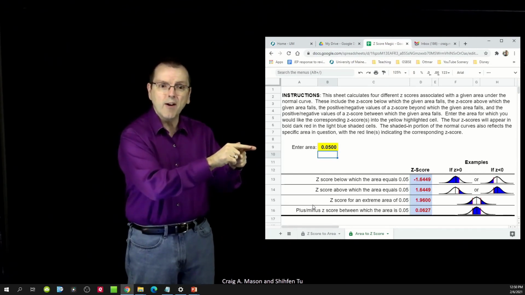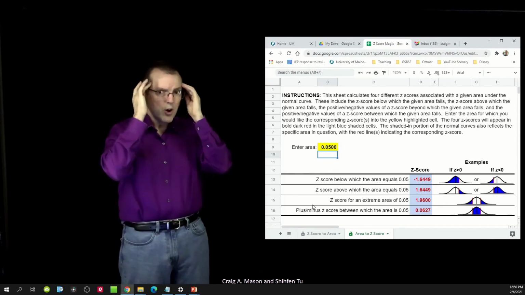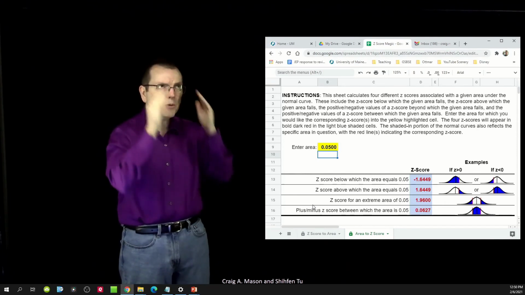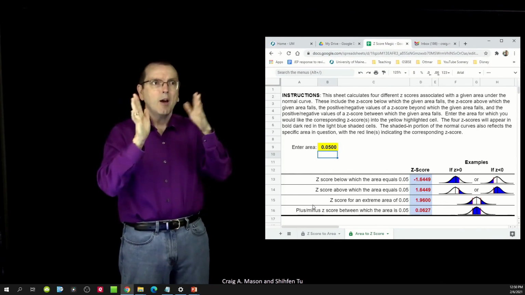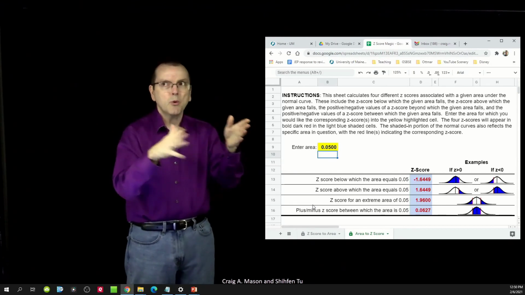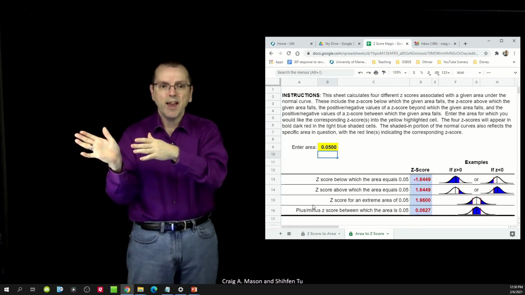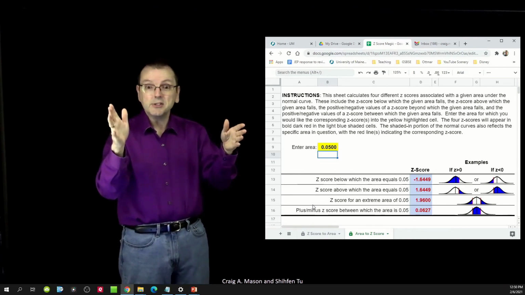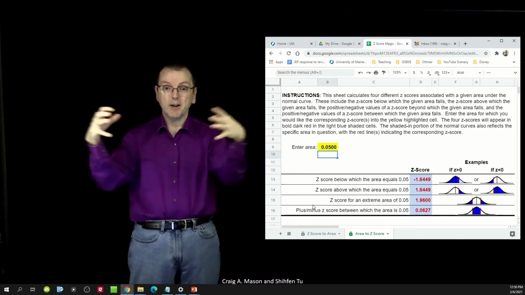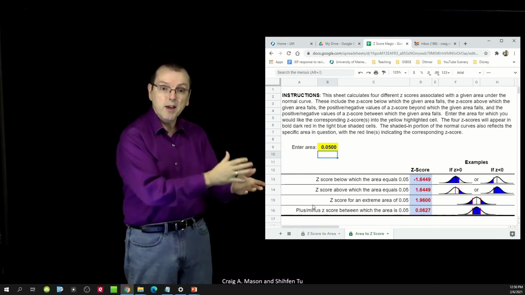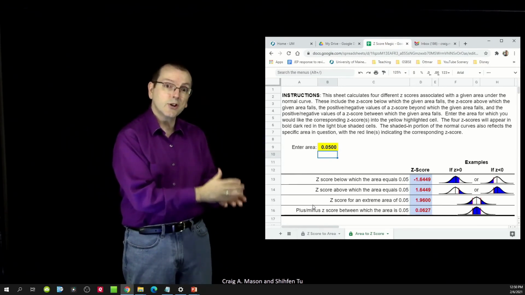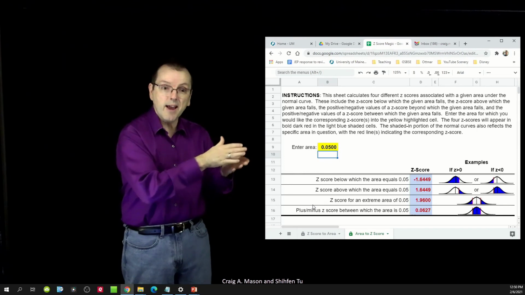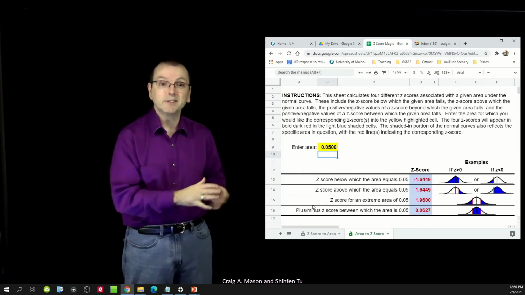You just enter the area. I think, before you even do this, kind of go into it thinking, am I looking above my z-score, below my z-score? Do I need the area above whatever z-score I get, the area below, the area between, the area more extreme? So you know which of these answers you're looking for. You just plug in the area and it's going to give you the right answer, the right z-score.